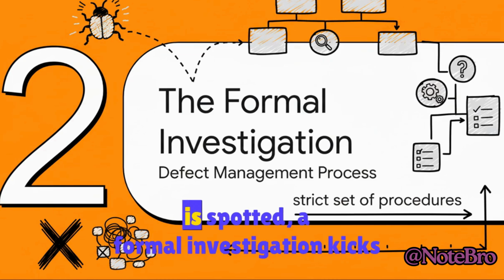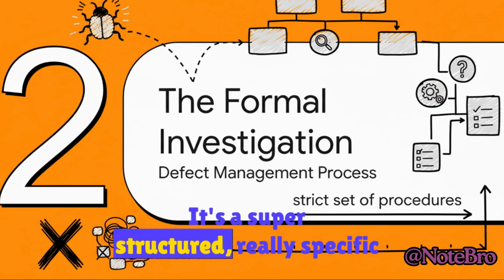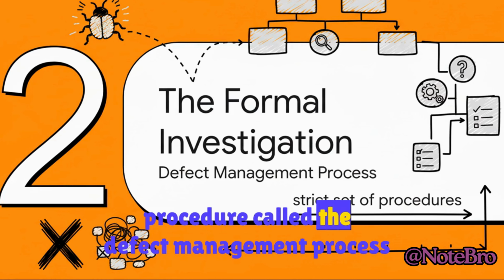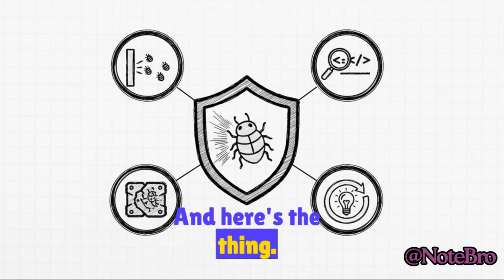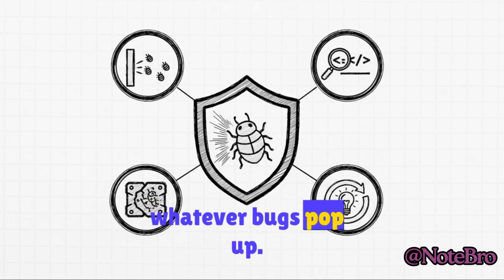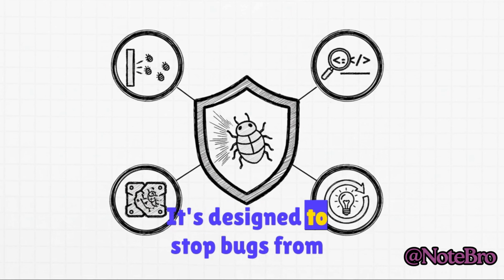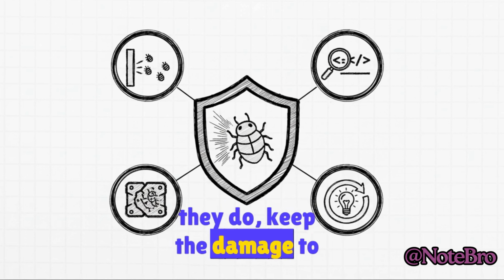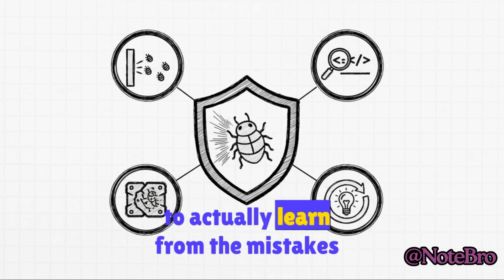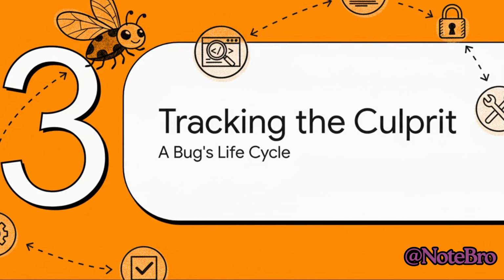So, as soon as a bug is spotted, a formal investigation kicks off. But this is not some chaotic free-for-all, okay? It's a super structured, really specific procedure called the Defect Management Process, or DMP for short. And here's the thing, the goal isn't just to squash whatever bugs pop up. A good DMP is all about getting ahead of the problem. It's designed to stop bugs from even showing up in the first place, to catch them early if they do, keep the damage to a minimum, and this is key, to actually learn from the mistakes, so the whole process gets better and better.